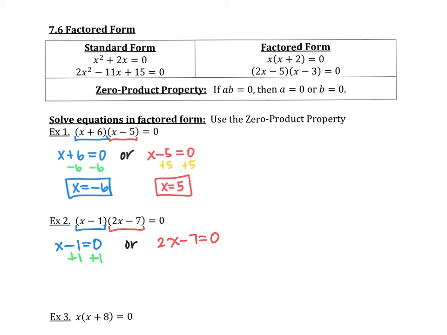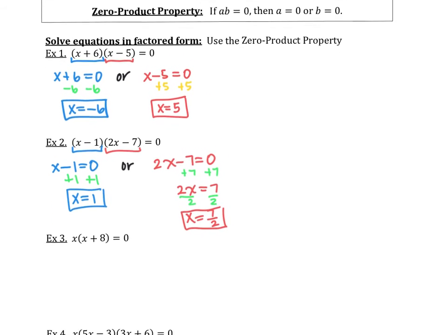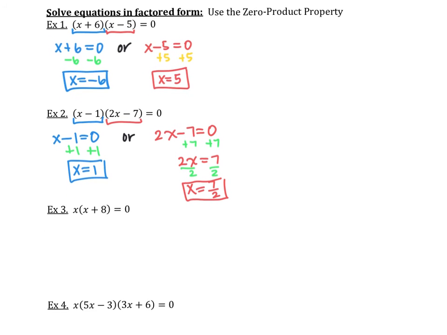So x minus 1, I cancel the minus 1 by plussing 1. So x equals 1 is one of my answers. Then for 2x minus 7, plus 7. 2x equals 0 plus 7, which is 7. I'm not done solving because it has the 2x, so I'm going to divide by 2. x equals 7 over 2. I will leave it as a fraction. So x equals 1 and x equals 7 over 2 are my two answers. Depending on the factors, you might get more than two answers, but you have to find all possible answers.